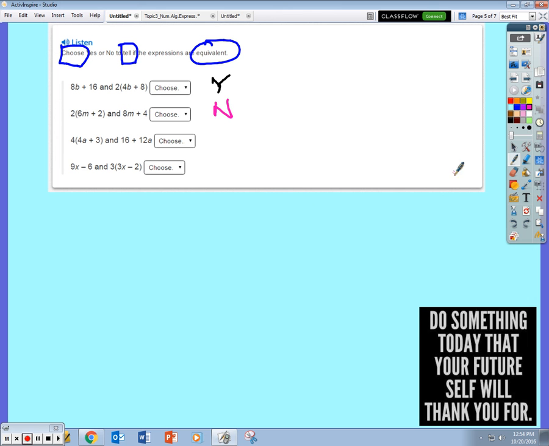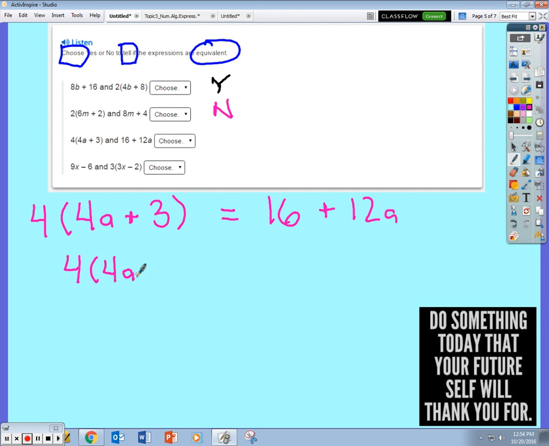Let's go with 4 times (4a plus 3), and we want to see if that is equivalent to 16 plus 12a. Now, if I had Erin in here, she would tell me, you know what, Mr. Giomini, I'm looking at this here, and this can't be simplified. This is as easy as it gets. There's no common factor besides 1 for these two. So she would tell me, just keep that the same, Mr. Giomini. 4 times 4a plus 3.